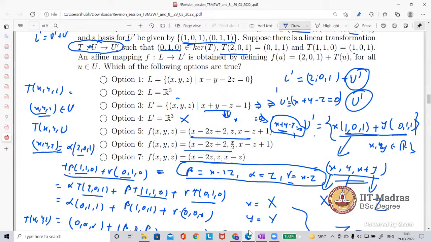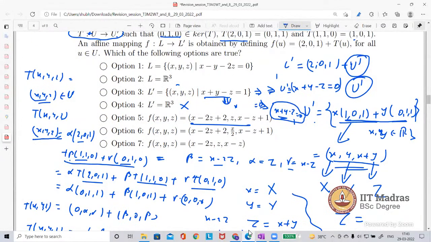But it is directly coming, fxyz is equal to x minus 2. So yeah, that's the problem. So f will be, you have to add the vector 201. If you add the vector 201, option number 5. You add 2 to the first one, 0 to the second one, and 1 to the third one. So you get plus 2 and plus 1 there. Then option 5.